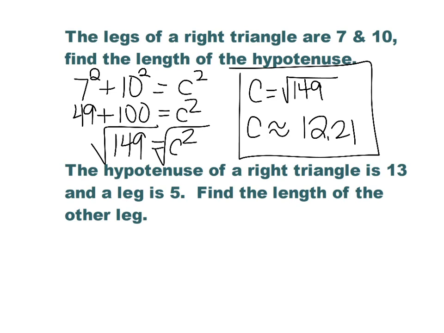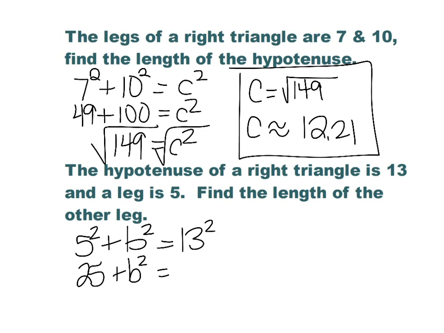Okay, so now let's try this another way. That's just your basic look for the hypotenuse. What if you already know the hypotenuse? In this case, the hypotenuse is 13. So I already know my c value. I know one of my legs is 5. We'll call that a. And then you're going to find the other leg. So I'm going to look for b. This is going to look like this: 5 squared plus b squared equals 13 squared. So 25 plus b squared equals 169.